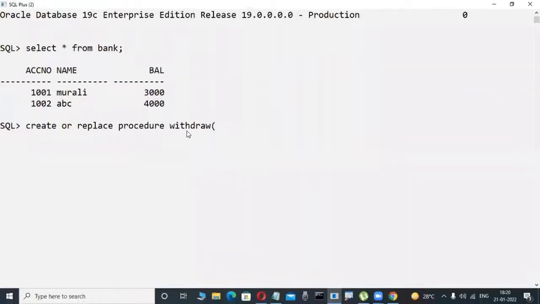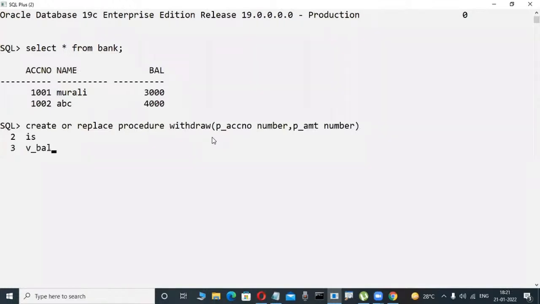Now here, create or replace procedure withdraw. Suppose I'm passing the account number. Again, I'm passing the amount also, because I try to withdraw, just like with an ATM card. Here I'm passing an amount. Okay, now there is some coding.